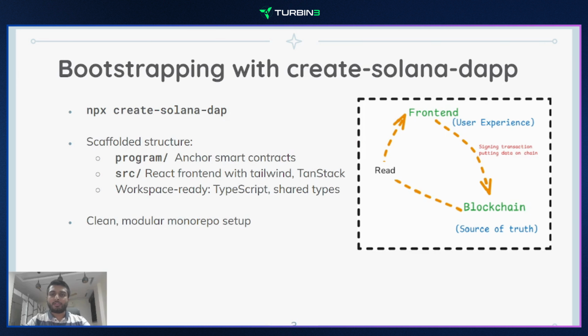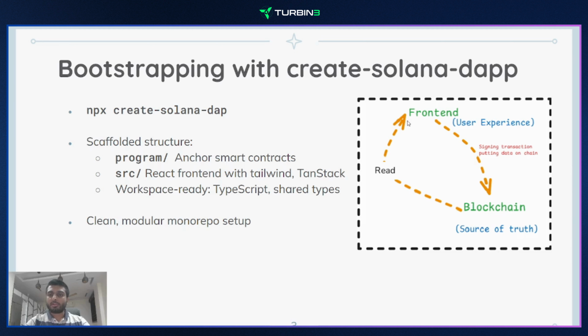The current architecture of Create Solana dApp gives us a clean modular monorepo which has a program folder which contains all our Anchor smart contracts, which you can develop inside those folders. Then we have the src folder which neatly contains all our front end in Tailwind and TanStack. This workspace is ready with TypeScript and shared types.